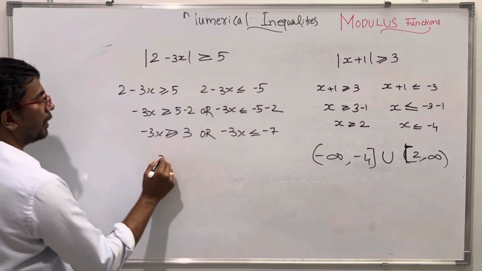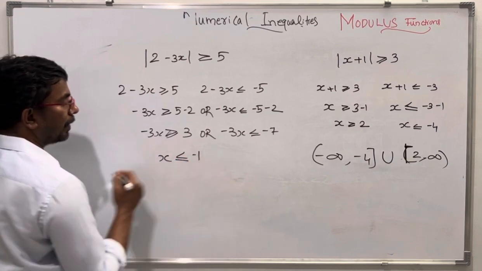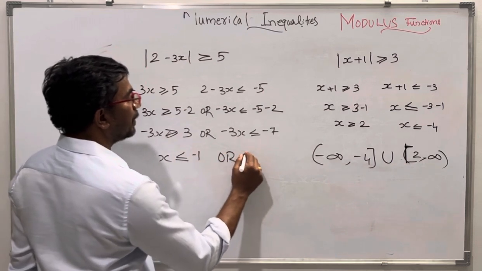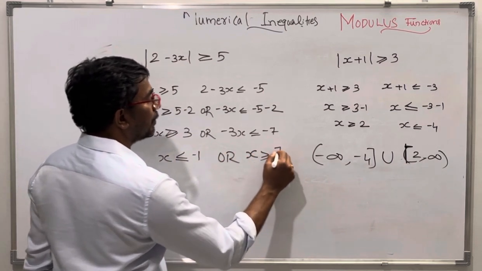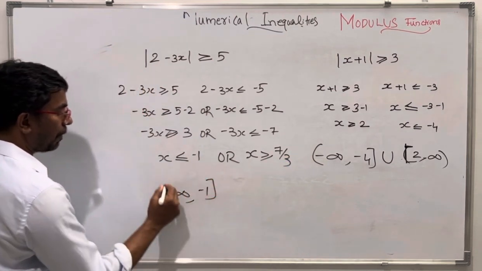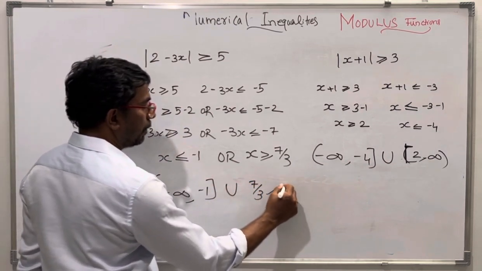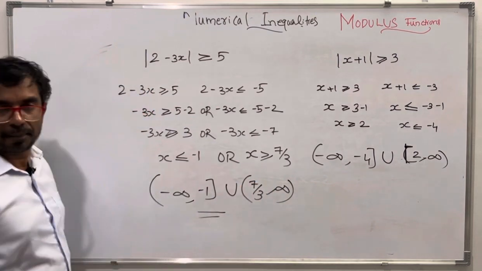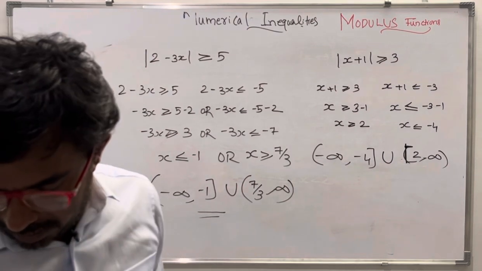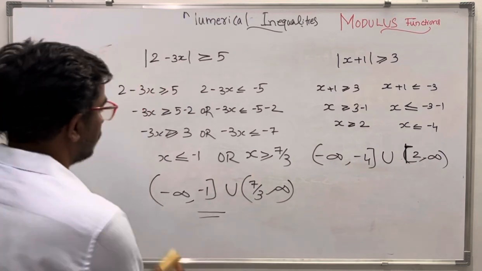Okay. So x, when you divide by negative 3, the inequality will flip. When you divide by minus 3, x less than or equal to minus 1, or x greater than or equal to 7 by 3. So the solution is minus infinity to minus 1 union 7 by 3 to infinity. Okay. This type of questions only. In most of these cases, we can do a little more advanced type question if you want.